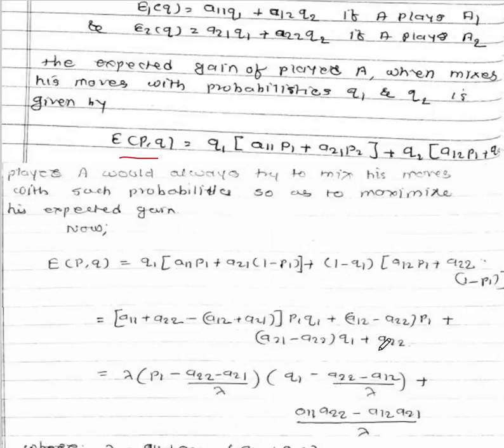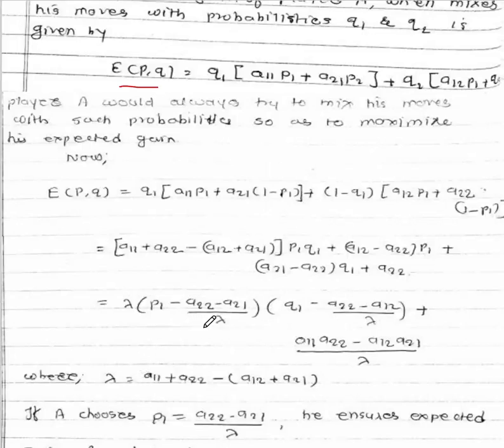Okay, in the second bracket A12 minus A22 P1 plus, if you solve this term, take P1 Q1 as the common term, then P1 is the common term, then Q1 is the common term, and the remaining term will be A22. Okay, so in this way we can write these steps. Now for this, lambda equal to P1 minus A22 minus A21 divided by lambda, in the second bracket Q1 minus A22 minus A12 divided by lambda, plus the third term is A11 A22 minus A12 A21 divided by lambda.